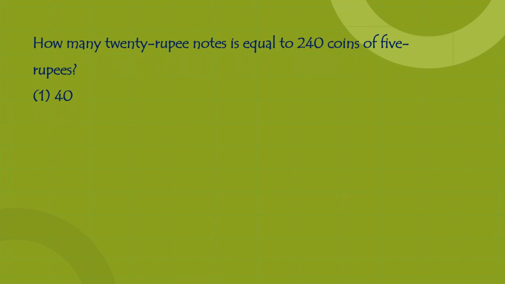How many 20 rupee notes are equal to 240 coins of 5 rupees? Option number 1, 40. Option number 2 is 50. Option number 3, 60. Or option number 4, 70. You have to simply convert the number of rupees into coins of 5 rupees and get the answer. Write down the answer in the comment section below.